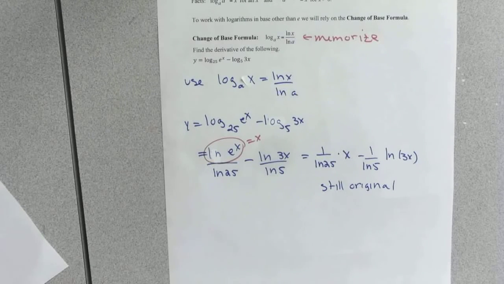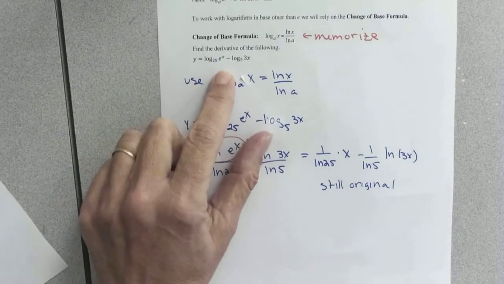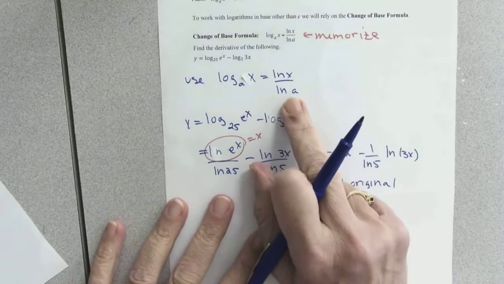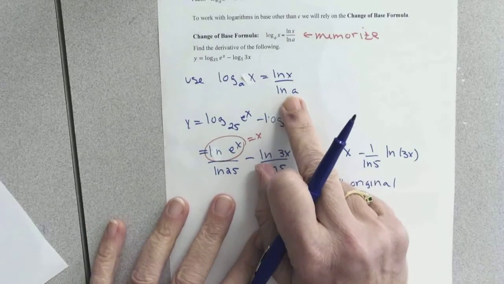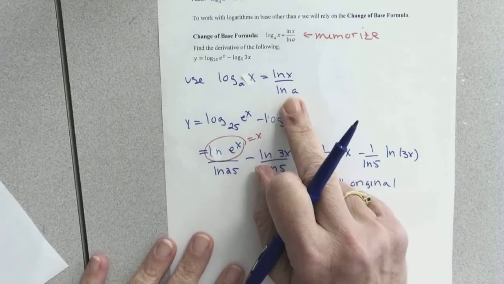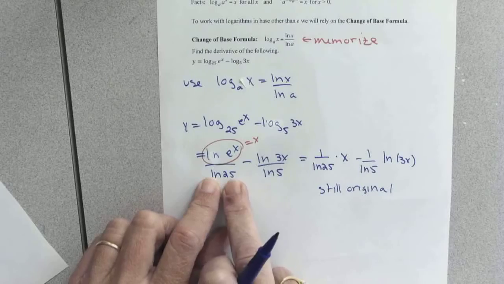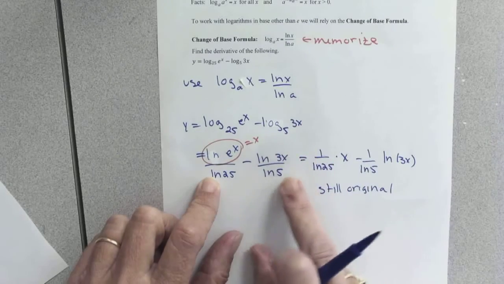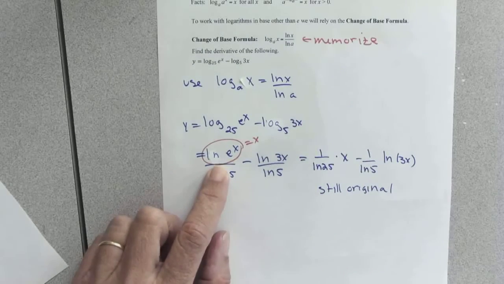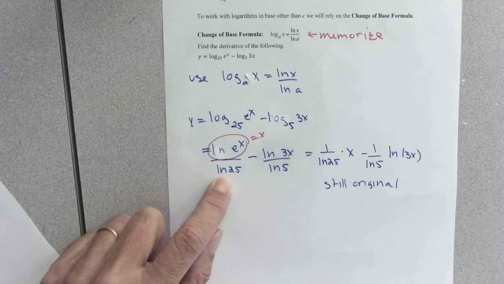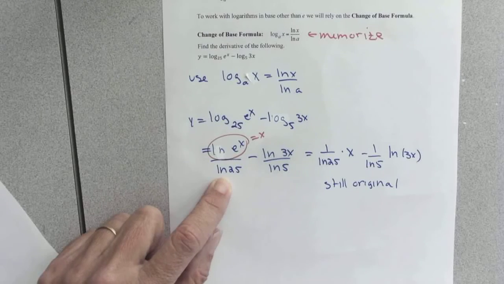And so, recapping, since I had to stop at a bad place there, I had an other base logarithm. The first thing I do is use this formula and change it to natural logs, because I know what to do with natural logs. So this became natural log of e to the x over natural log of 25, minus natural log of 3x over natural log of 5. Then we know that natural log of e to the x is x, and this natural log of 25 is just a number. It's just a coefficient. Bring it out to the front and leave it.